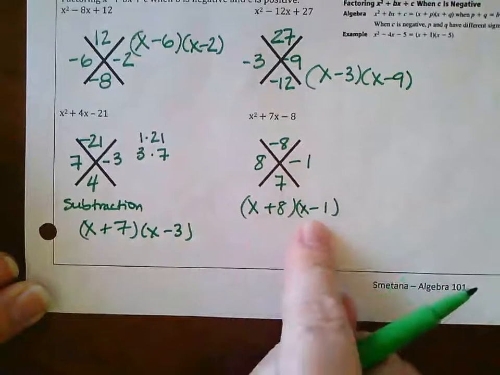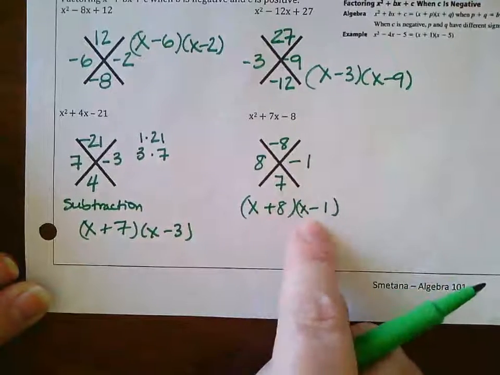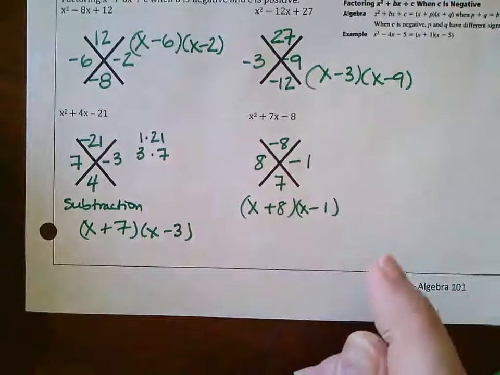And remember that we use these factors to set them equal to 0 and then solve for these. We'll be doing a lot of that in Chapter 8, so don't forget that that's what we use this for.